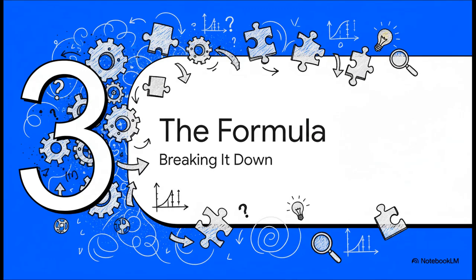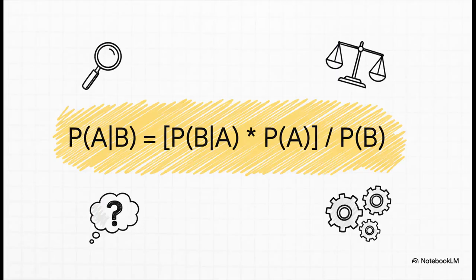Okay, so let's actually look at the formula now. I know, it might look a little scary at first, but I promise you we're going to break this thing down piece by piece, and it's going to make perfect sense. And here it is in all its glory. P of A given B equals P of B given A times P of A, all divided by P of B. Don't worry about memorizing it just yet. We're going to talk about what all these letters actually mean.